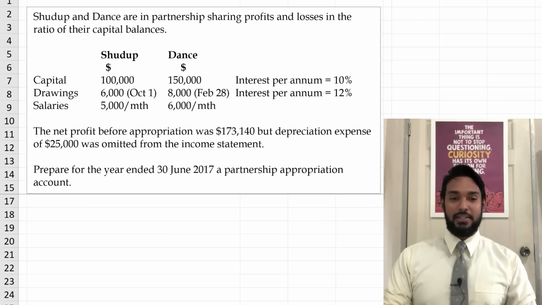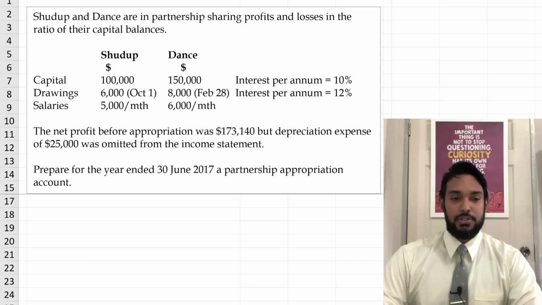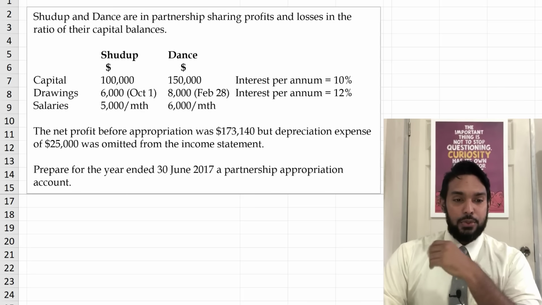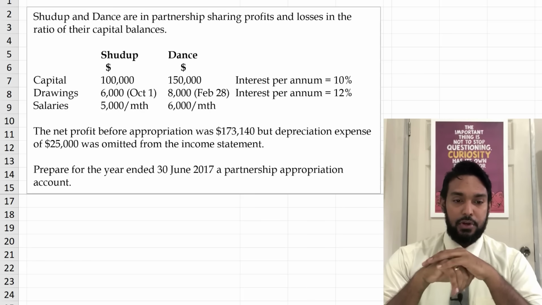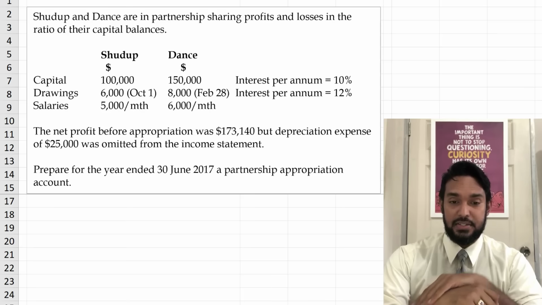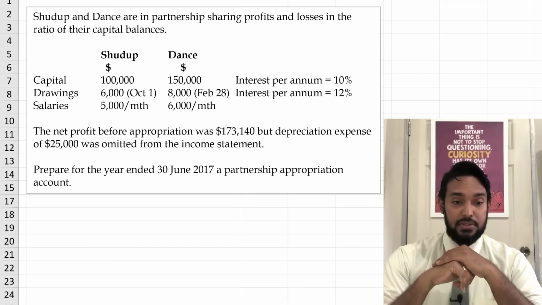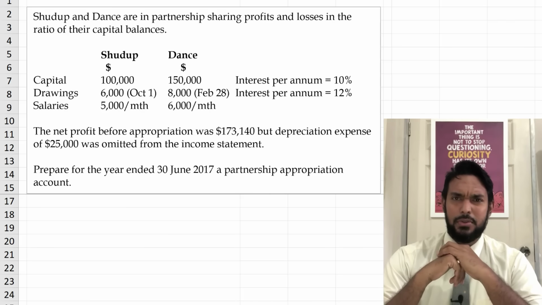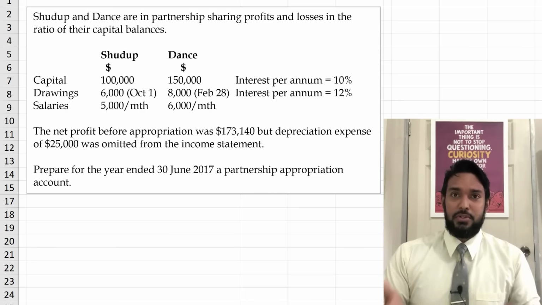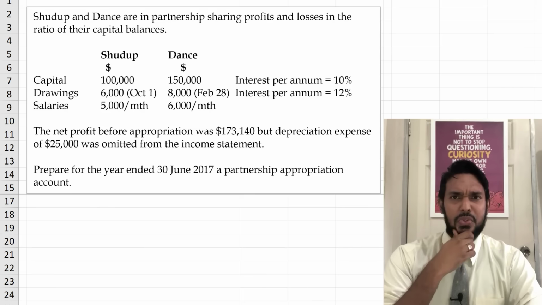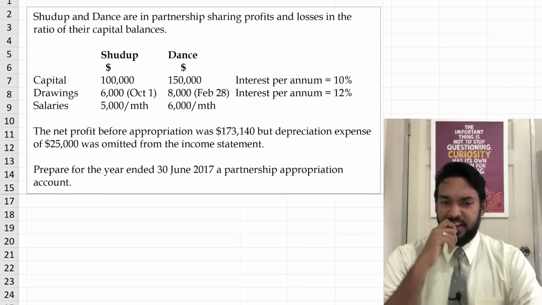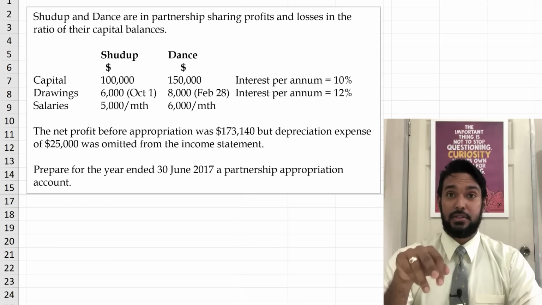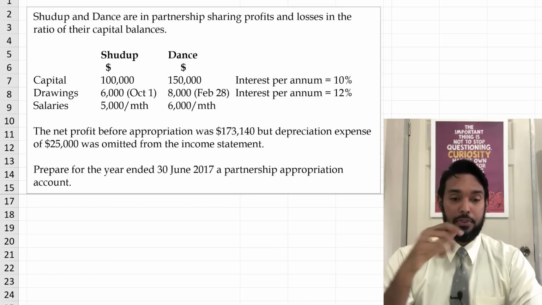Okay, so Shut Up and Dance are in partnership, sharing profits and losses in the ratio of their capital balances. So we have the information about capital, 100,000 for Shut Up, 150,000 for Dance. Interest per annum is 10% on capitals. Drawings, 6,000 now, October 1st and February 28th. What's going on there? Well, maybe those are the days they took out the drawings, so that might come in handy later. Interest is 12% per annum. Salary is 5,000 per month and 6,000 per month.